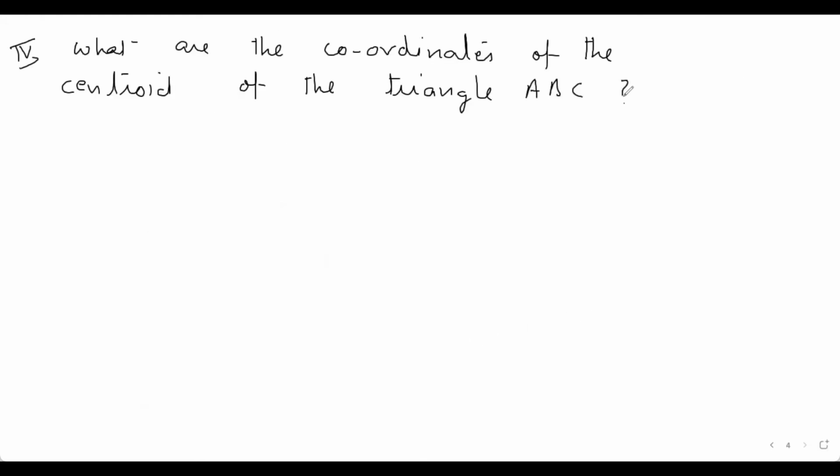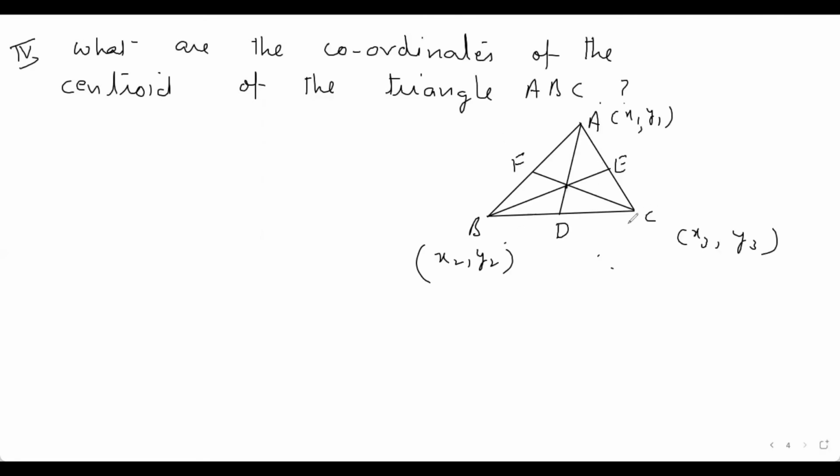Now its fourth part is, what are the coordinates of the centroid of the triangle ABC? I'm going to draw a figure here. Now this is the figure. ABC is a triangle. Coordinates of A, B, C are given. AD is the median, BE is the median, and CF is the median. This is given to us. And we know medians of a triangle meet at a point, and that point is called the centroid of a triangle. So this is the centroid. So centroid of a triangle is a point where all the medians intersect.